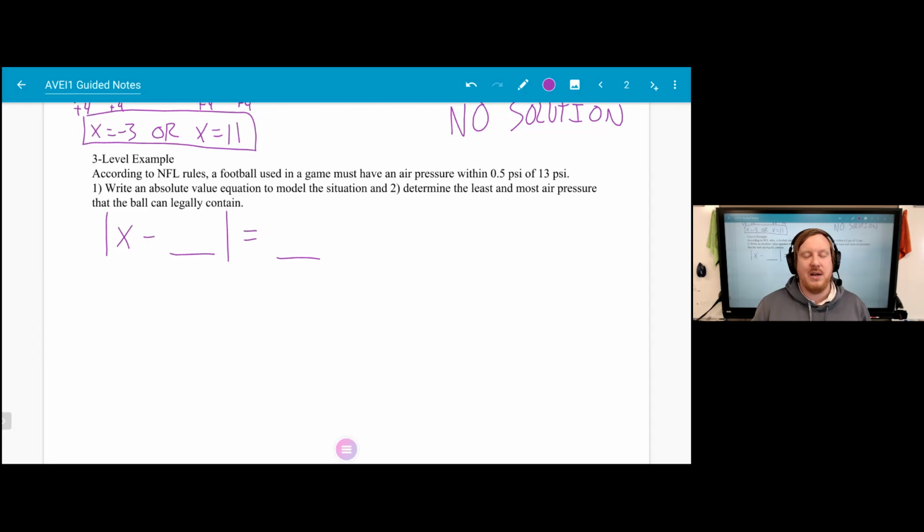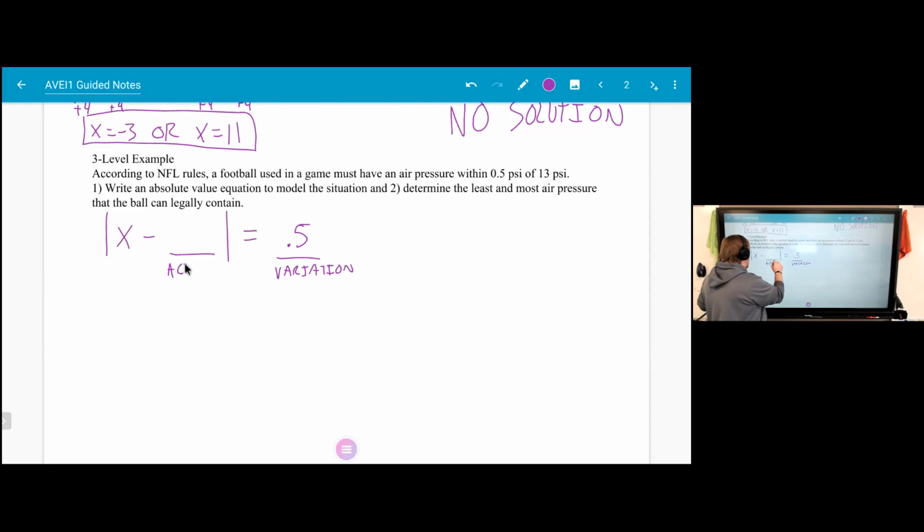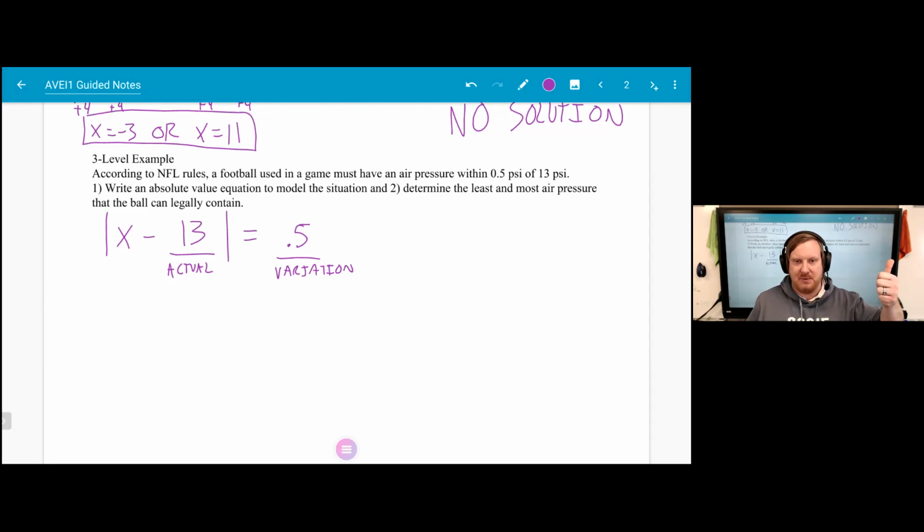Okay. And here's how I do this one. I'm going to take the number that's the variation, the number that could be added to or subtracted from. That's that half. I'm going to put that value right here. I'm going to call this the variation. And on the inside, I'm going to make this the actual value. And that actual value in this case is 13. Okay. So the absolute value of x minus 13 equals half. So I've modeled it using an absolute value equation.